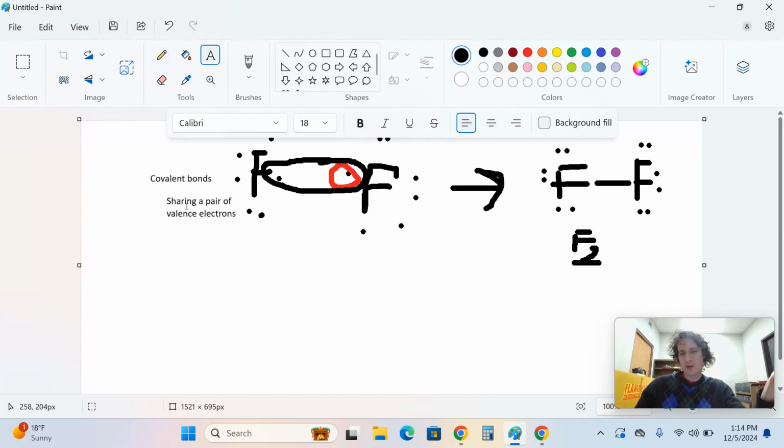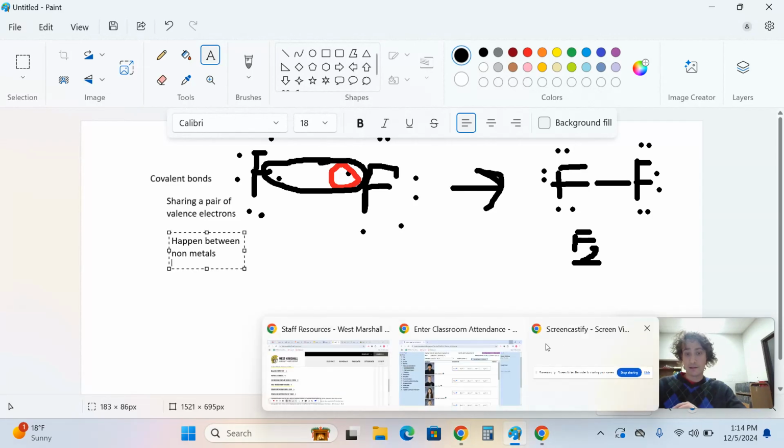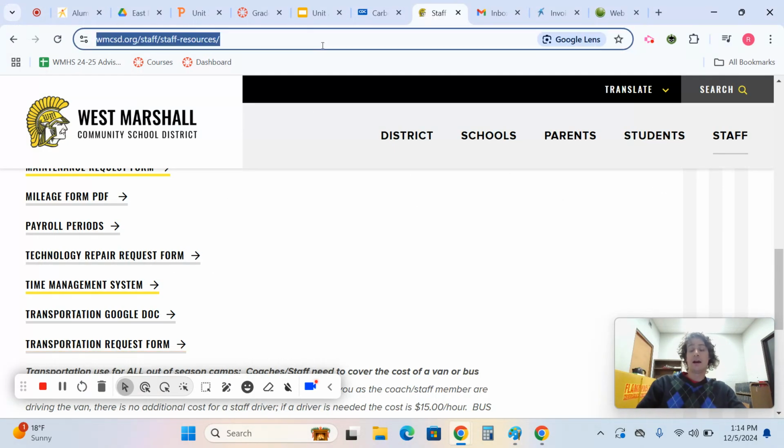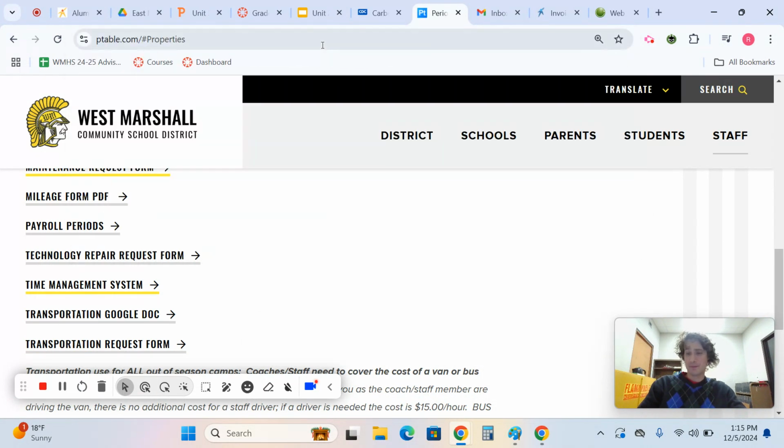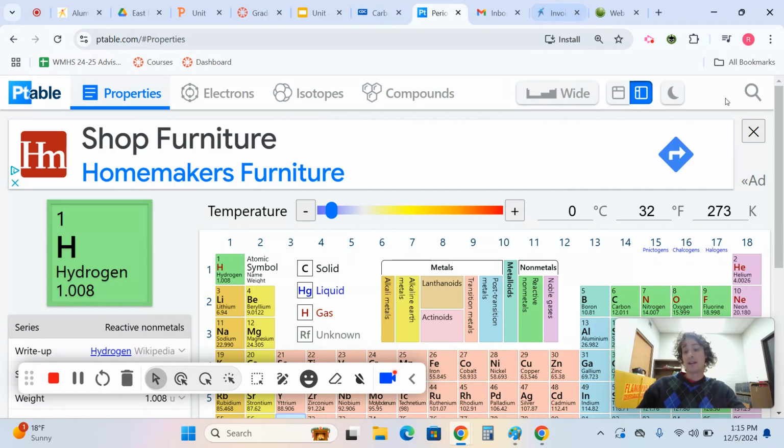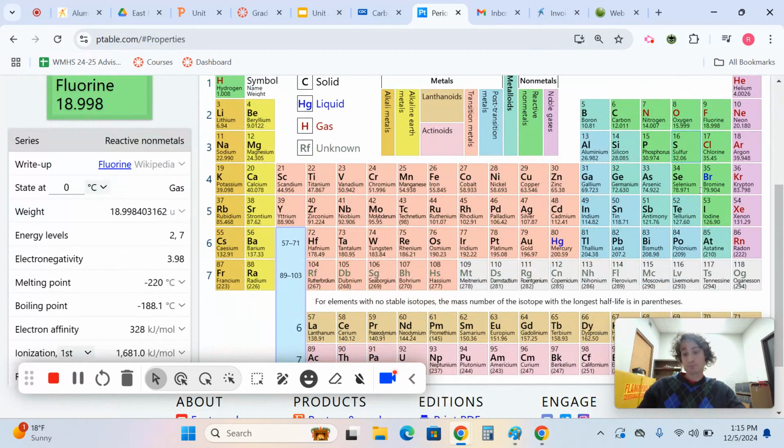You might say, how do I know it's covalent? The short answer, if you're a freshman, is these happen between nonmetals. Which simply means this: if you're on the right side of the periodic table, these are nonmetals, and if they bond, with a couple of exceptions.